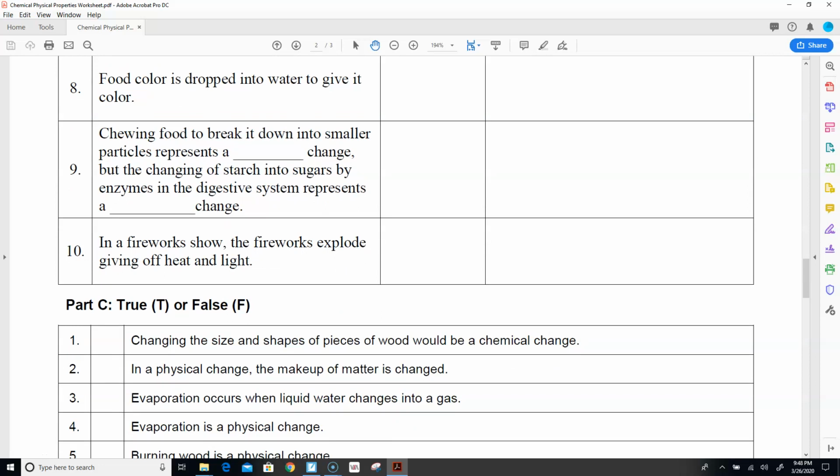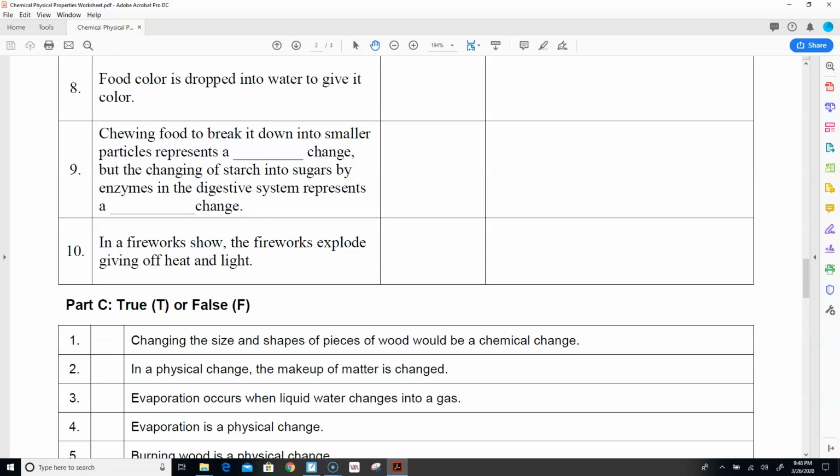Chewing food to break it down into smaller pieces, that's going to be a physical change. So just tearing, so you bite into a chicken leg, use your teeth to bite it. Still chicken, just a smaller piece so you don't choke. Changing the starch into sugars by enzymes in your digestive system, that's chemical because you're breaking down large molecules, macromolecules, into smaller things we can absorb.